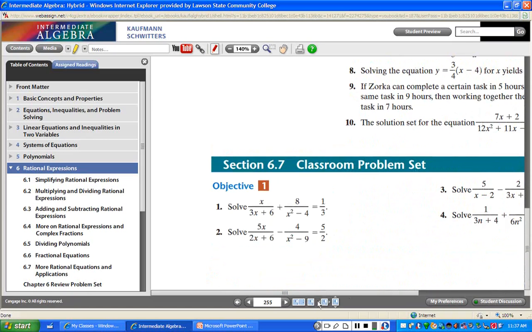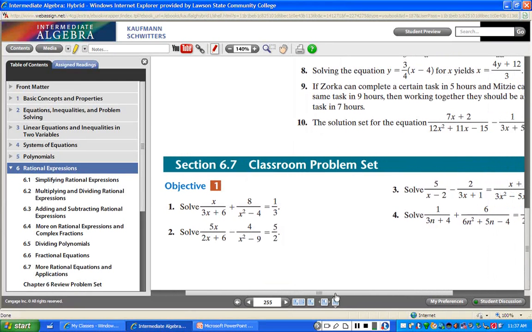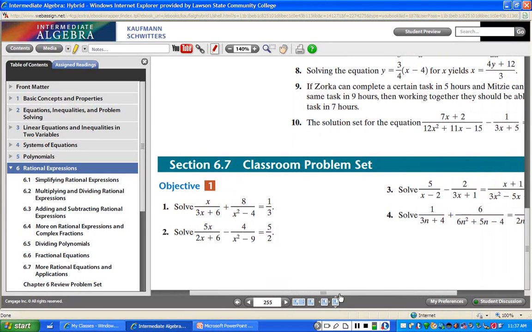Alright, so this is the problem set for section 6.7. And the only difference between this section and section 6.6 is that you must factor the denominators first. So let's try number 1. X over 3x plus 6 plus 8 over x squared minus 4 equals.